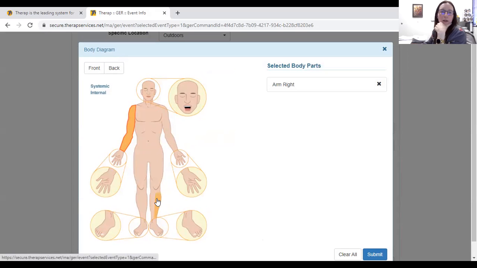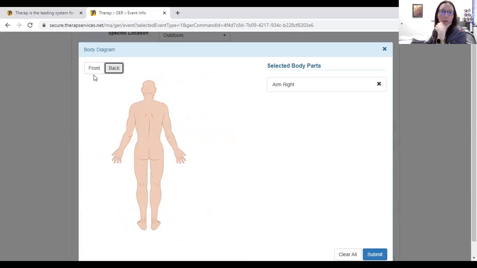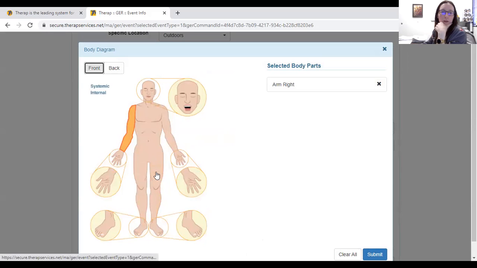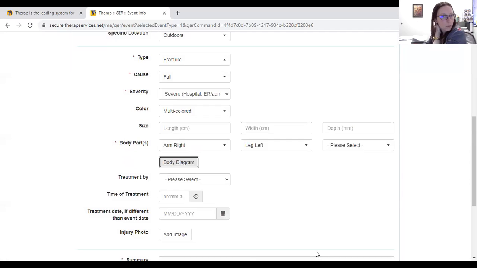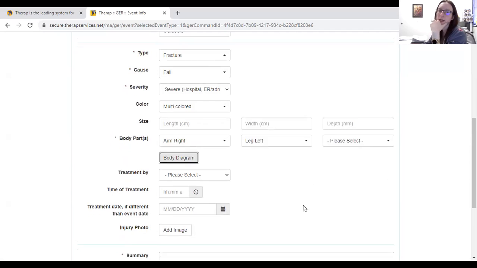So we've got, let's go to the back. I don't even know what bones are back. Let's see here. So you've got all kinds of options here. So left leg, we have a right arm, left leg. Okay, submit that. And the cool thing about that is, once we finalize the report, I can pull it with that whole body diagram and submit it to the CCB as is.